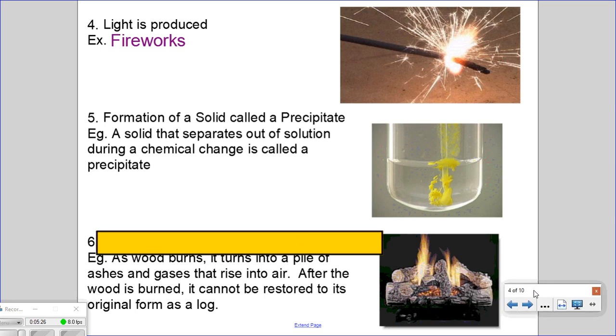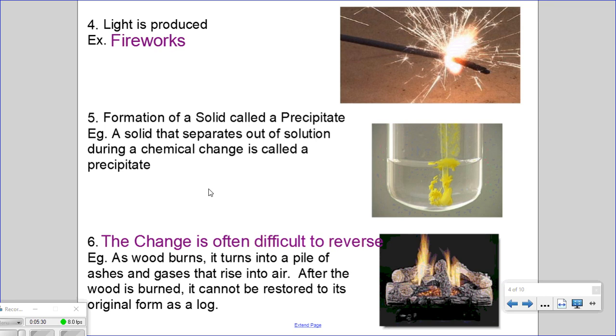And then the last sign that you can look for that a chemical change has occurred is that the change is often difficult to reverse. This one applies to most reactions, although there are some reactions that can be reversed, which if you go on to do grade 12 chemistry, you will learn all about. But in grade 9 science for us, we say that the change is often difficult to reverse. Sometimes you might read that the change is impossible to reverse, but we'll phrase it as often difficult to reverse.